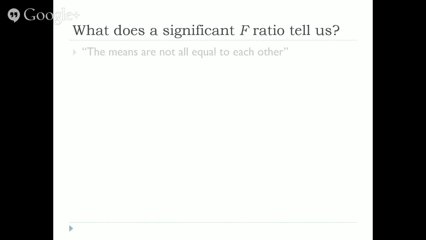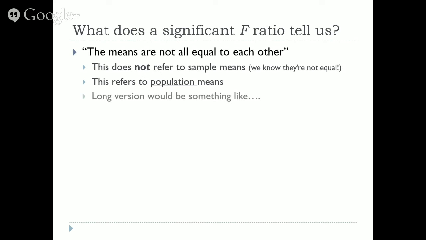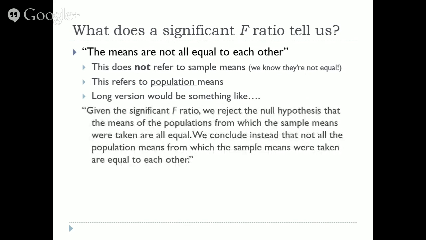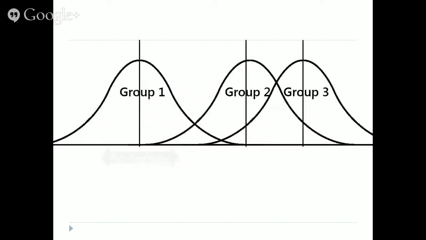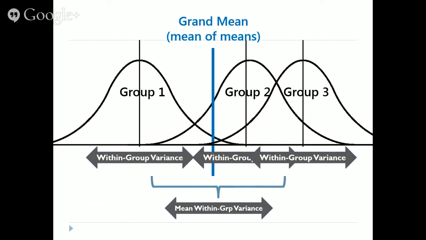So a significant F ratio tells us that the means are not all equal to each other. Now, we're not talking about sample means. We're talking about population means. The significant F ratio tells us that our best guess is that the means are not all equal to each other. So we accept, currently, for a while, the hypothesis that the means are different in the population. And the long version would be something obnoxious like this. Now, going back to our conceptualization of within group and between group variance, reminding ourselves of what we're doing here.